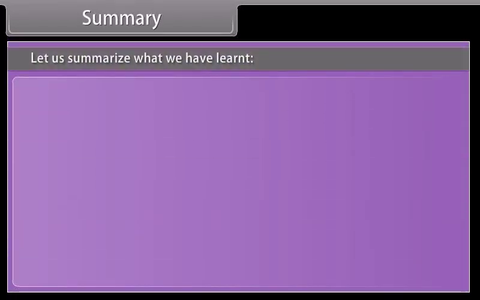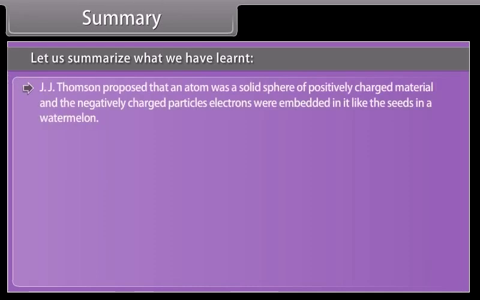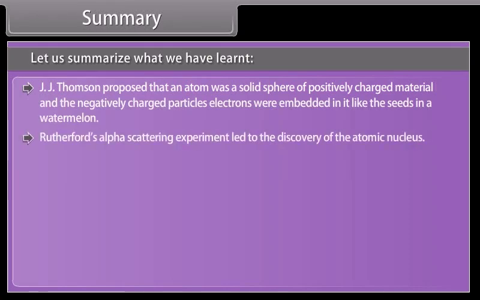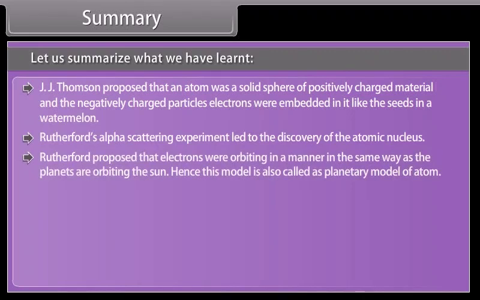Summary. Let us summarize what we have learned. J.J. Thomson proposed that an atom was a solid sphere of positively charged material and the negatively charged particles, electrons, were embedded in it like the seeds in a watermelon. Rutherford's alpha scattering experiment led to the discovery of the atomic nucleus. Rutherford proposed that electrons orbit the nucleus in the same way as the planets orbit the Sun. Hence, this model is also called the planetary model of the atom.